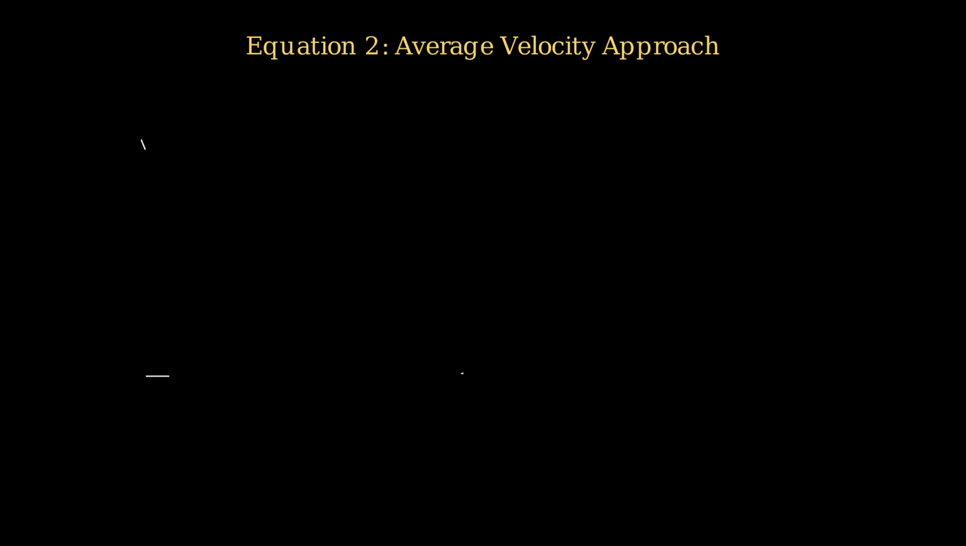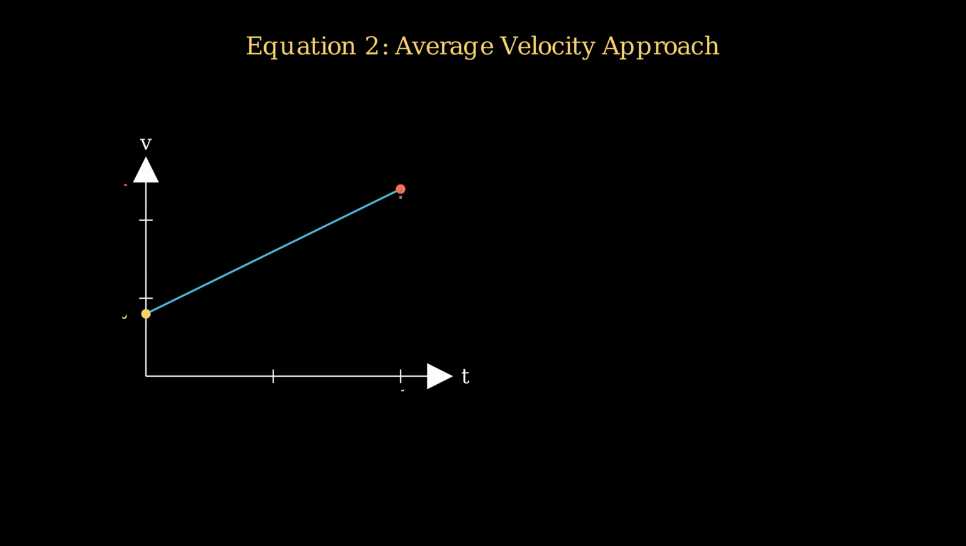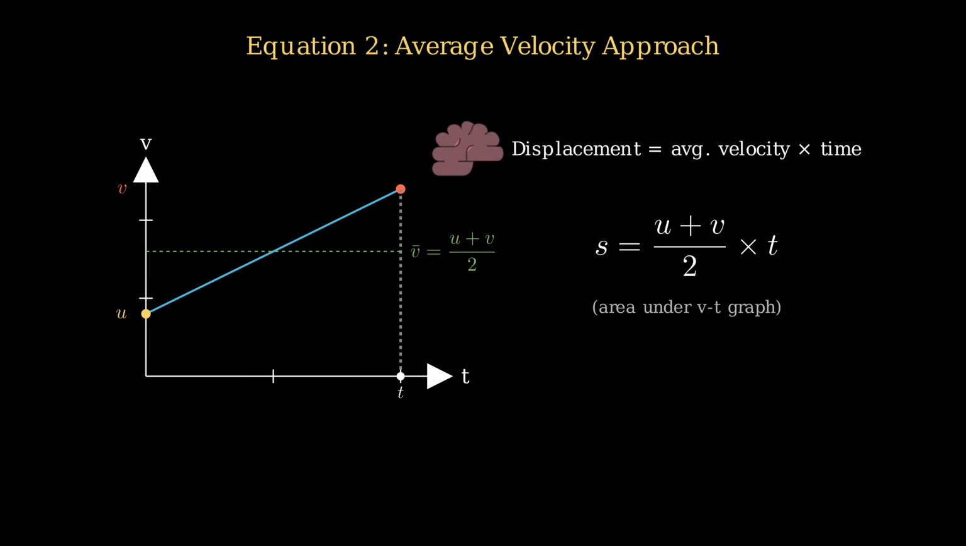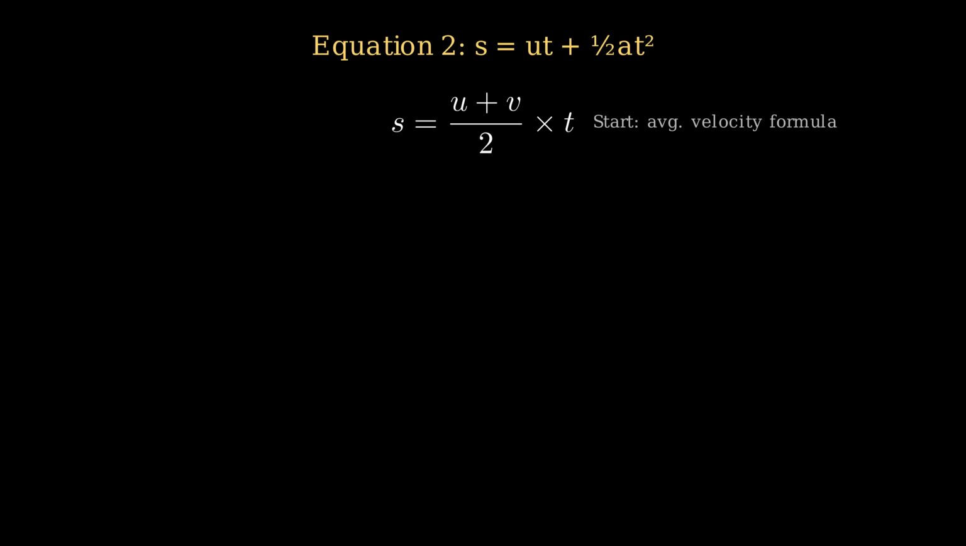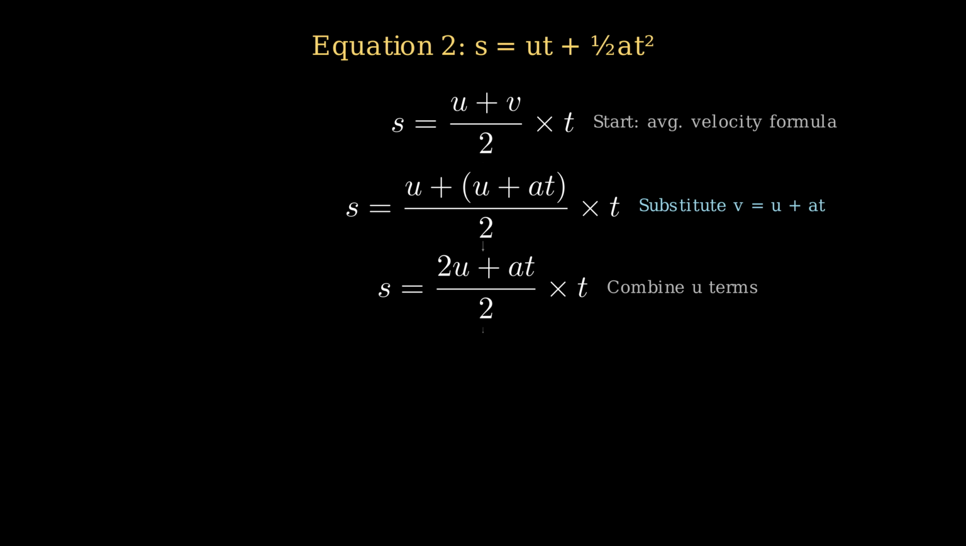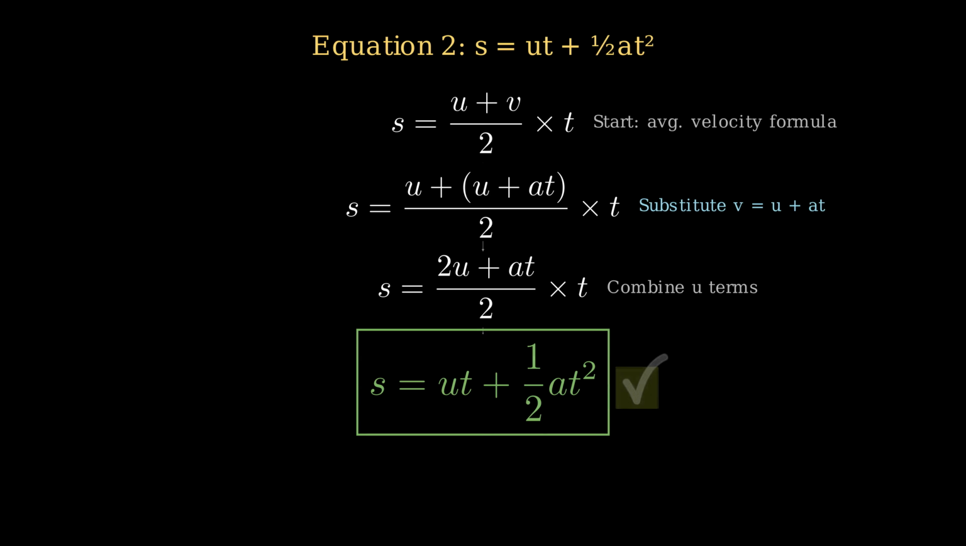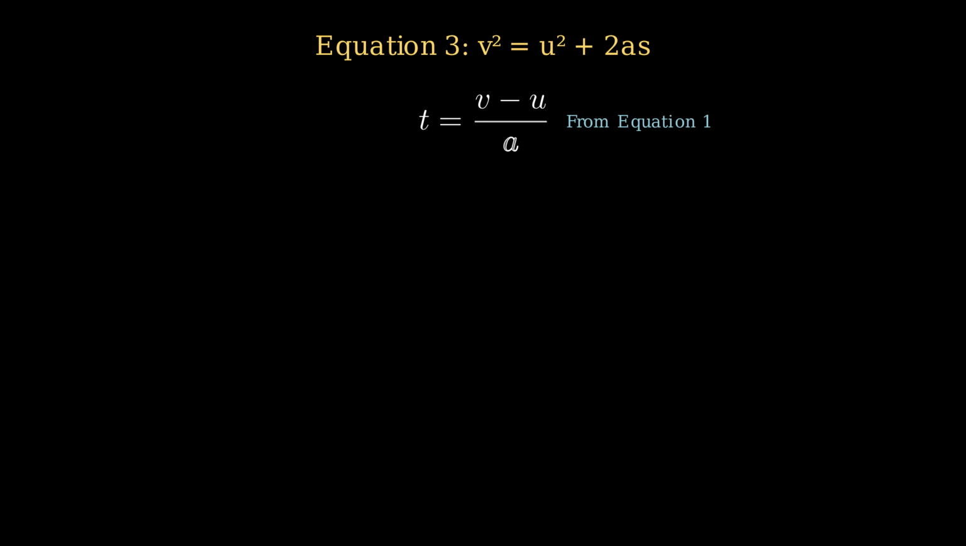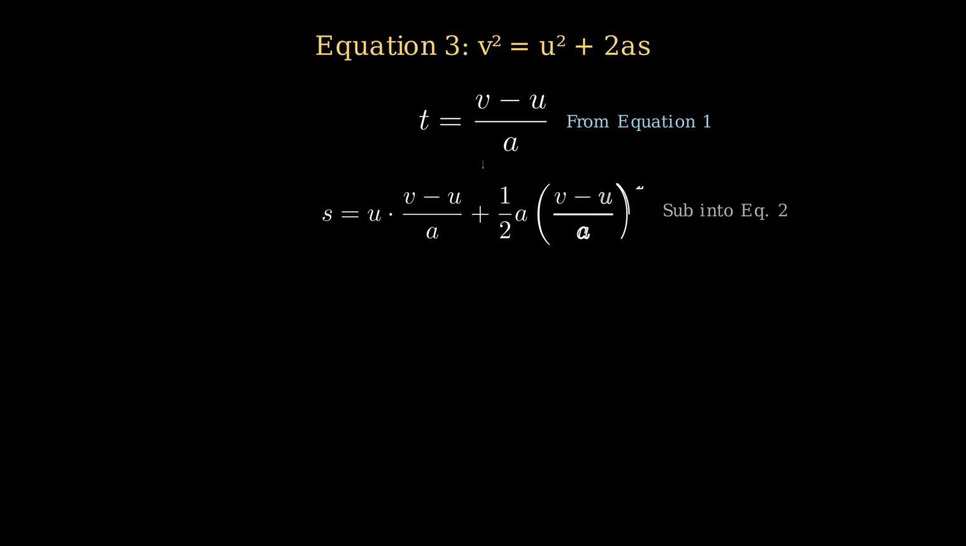For the second equation, we use the concept of average velocity. Displacement equals average velocity times time. Now substitute v equals u plus at into this formula. We get s equals (u plus at) divided by 2, times t, which simplifies to s equals ut plus 1/2 at squared. The third equation is v squared equals u squared plus 2as. We eliminate t by combining the first two equations.